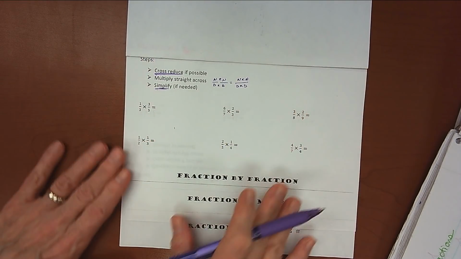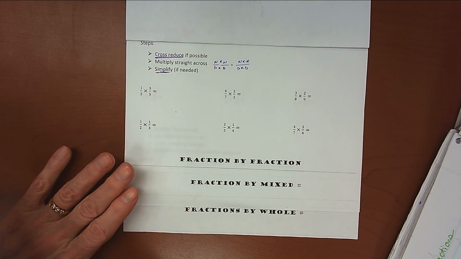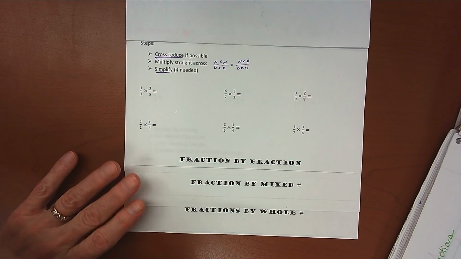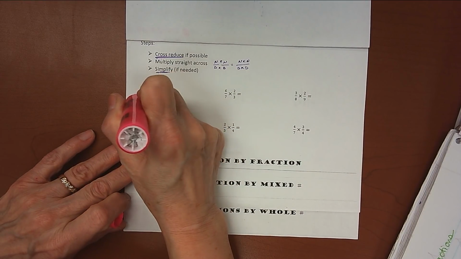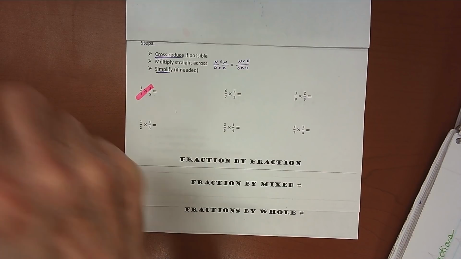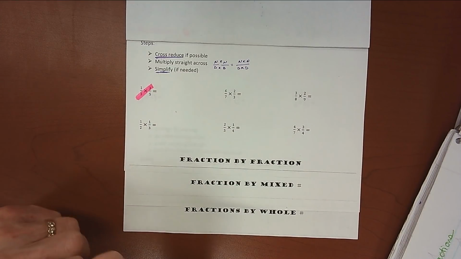All right, so let's look at a couple of our examples here and see what we're talking about when we say cross-reduce. So we're going to look at the numbers that are across from each other, and we're going to see if we can divide those by the same number.